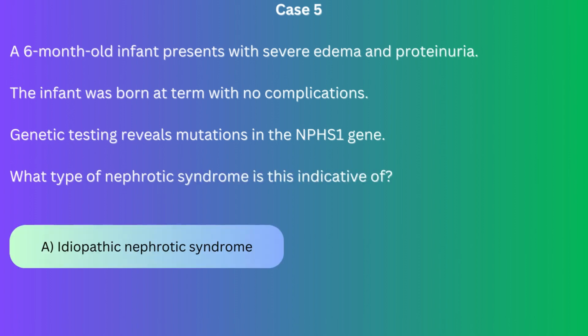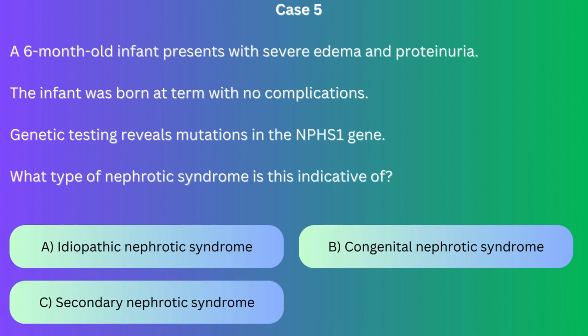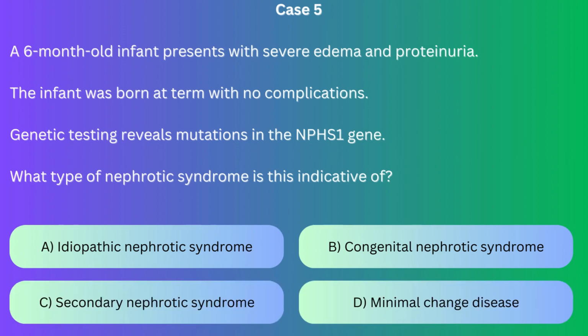A. Idiopathic nephrotic syndrome. B. Congenital nephrotic syndrome. C. Secondary nephrotic syndrome. D. Minimal change disease. The correct answer is B. Congenital nephrotic syndrome is often due to genetic mutations such as mutation in the NPHS gene and presents in the first year of life as seen in this case.